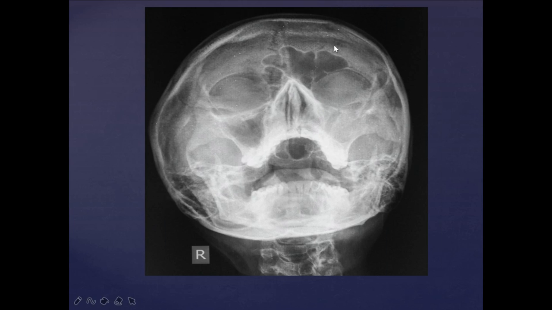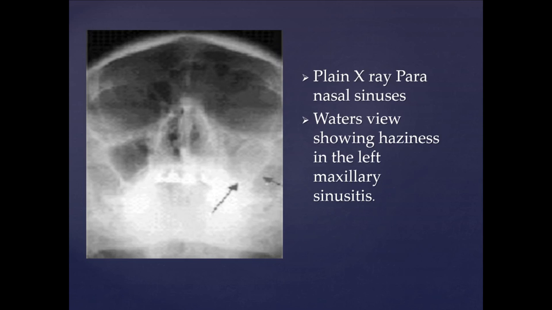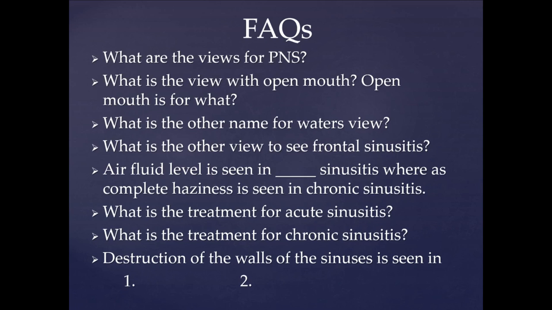So you should read the X-ray. This is X-ray of the paranasal sinuses. This is not the skull X-ray. Okay. So this is X-ray paranasal sinuses. Plain X-ray paranasal sinuses, Waters view, showing the haziness in the left maxillary sinus. So your provisional diagnosis is sinusitis, left-sided maxillary sinusitis. So then they'll ask the treatment for that sinusitis.